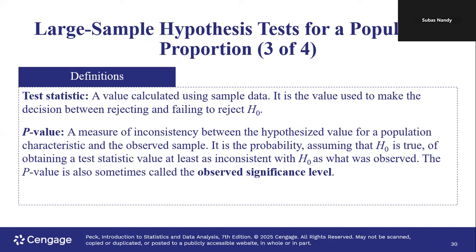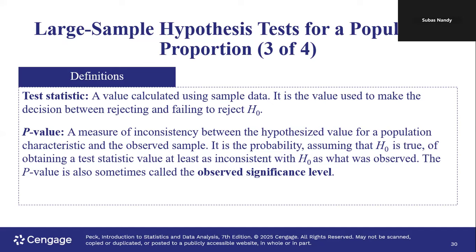Now, after we calculate the test statistic, we can calculate a p-value. Here, p stands for probability value. It is a measure of inconsistency between the hypothesized value for the population characteristic and the observed sample. It is the probability, assuming H0 is true, of obtaining a test statistic value at least as inconsistent with H0 as what was observed. The p-value is also sometimes called the observed significance level.